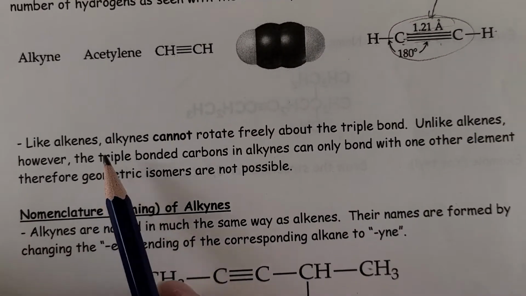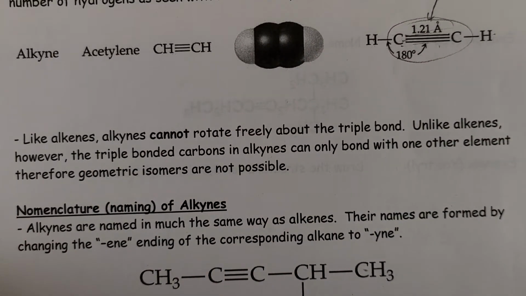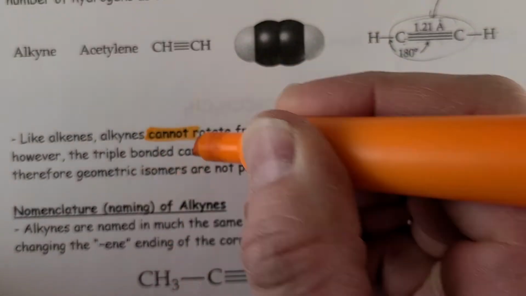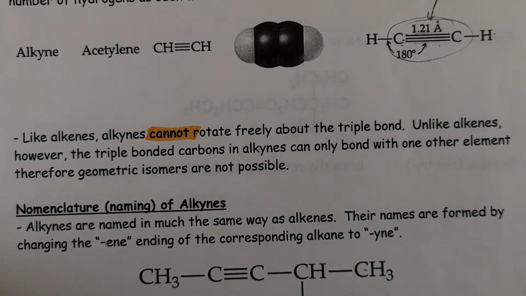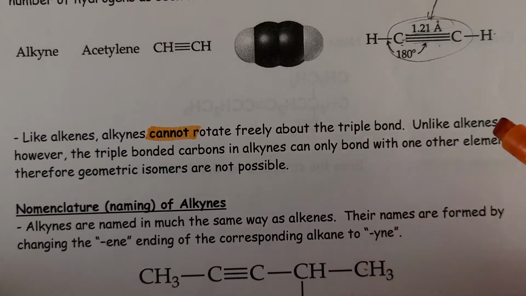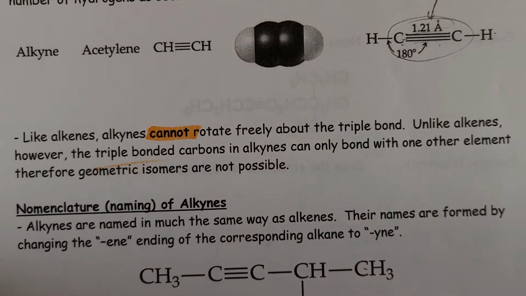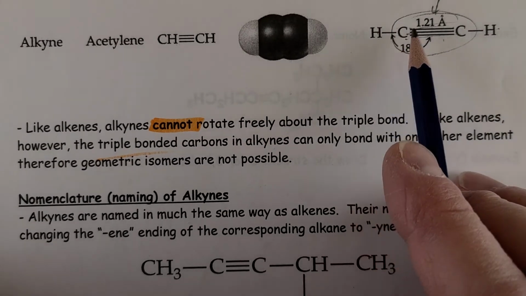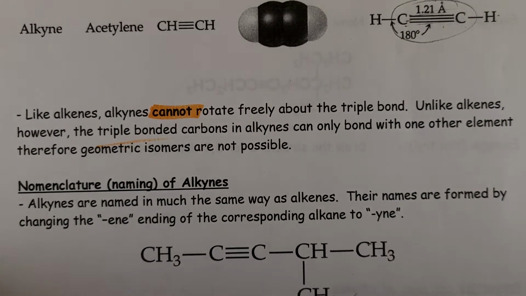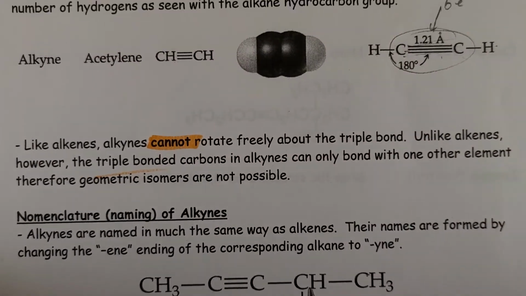So like alkenes, alkynes cannot rotate around that triple bond. Unlike alkenes, however, the triple bond carbons in alkynes can only bond with one other element. Therefore, we don't have geometric isomers because there is only one option here. This carbon is bonded to one other item. In this case, it's an H.